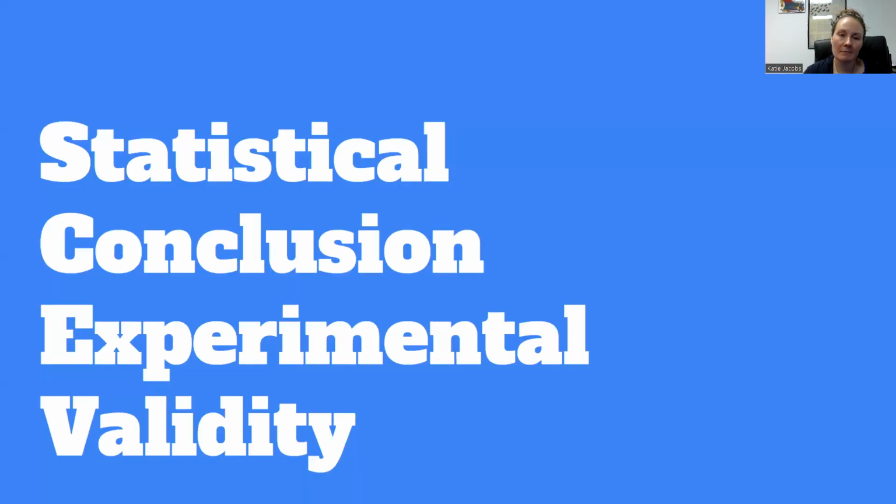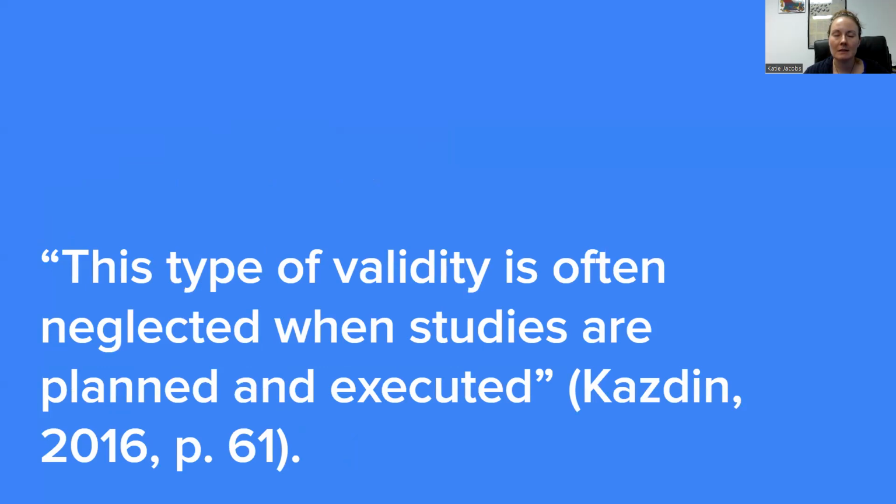So our last type of experimental validity that we're going to talk about in this lecture is statistical conclusion experimental validity. Sometimes you'll hear this referred to as data evaluation experimental validity. And unfortunately, this type of validity is often neglected when studies are being planned and executed. Do not make this mistake.